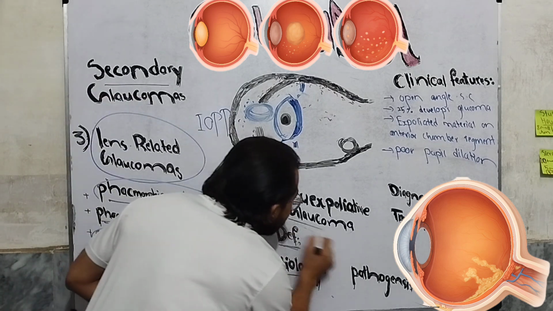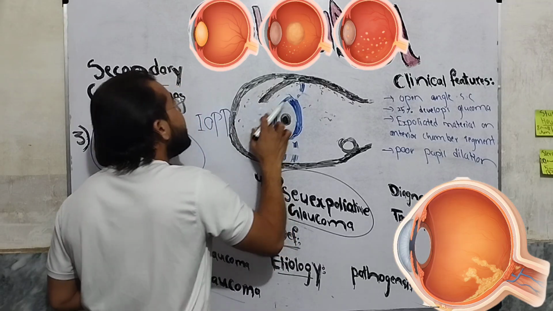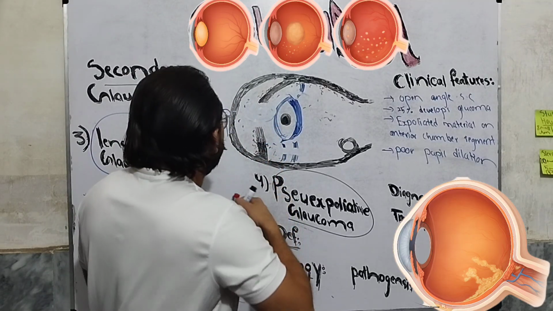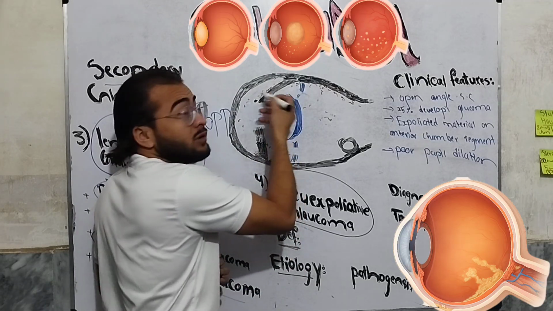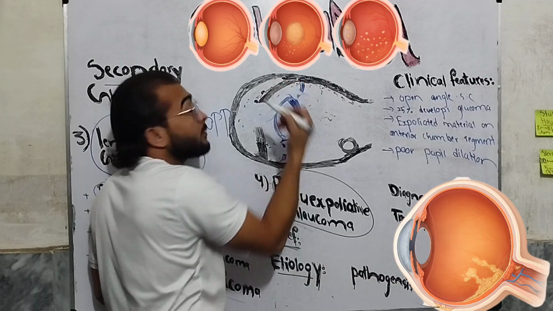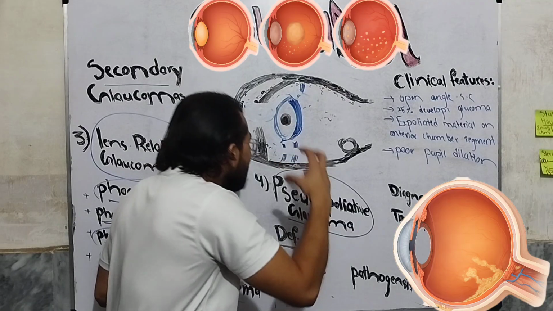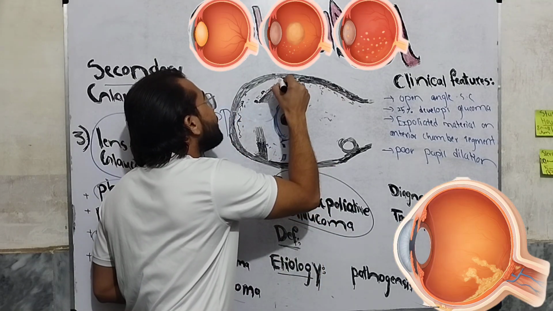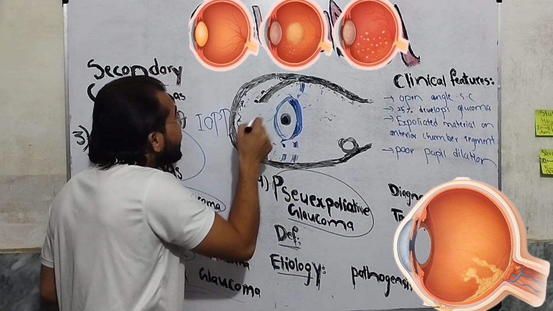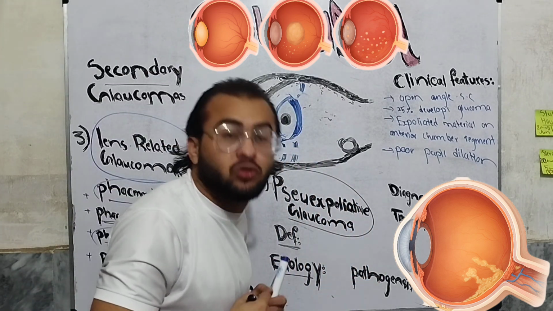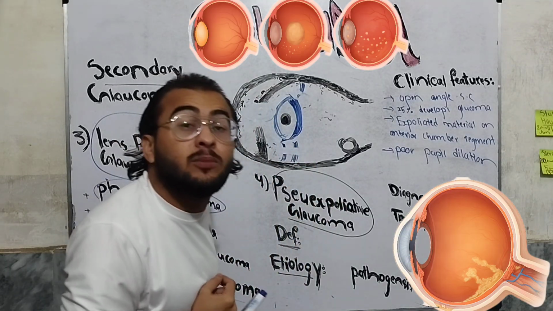This pseudoexfoliative material will deposit in the anterior chamber segment of the eye. It will deposit on the iris, on the pupil, on the trabecular meshwork, on the endothelium. Okay, this deposition of the exfoliative material in the perforations of the trabecular meshwork will block the trabecular meshwork and will accumulate the aqueous humor in the anterior chamber and posterior chamber, and it will elevate the intraocular pressure. Okay, this is called pseudoexfoliative glaucoma.